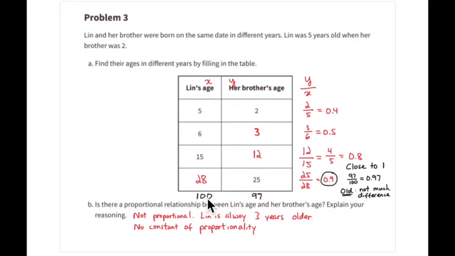So say, for example, that Lynn is 100 years old and her brother now is 97. Well, you're going to look at that and say, there's not much difference in their ages. So it's close to 1. 97 divided by 100 is 97 hundredths. They're old, not much difference. So there's not a proportional relationship between ages because they move together. They're always 3 years apart. It's not through multiplication.